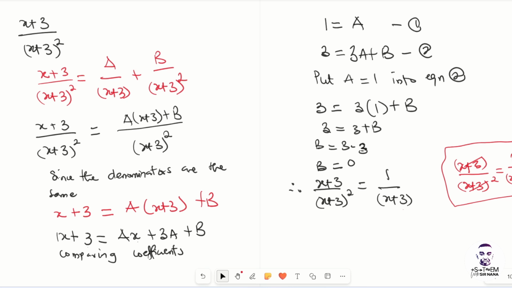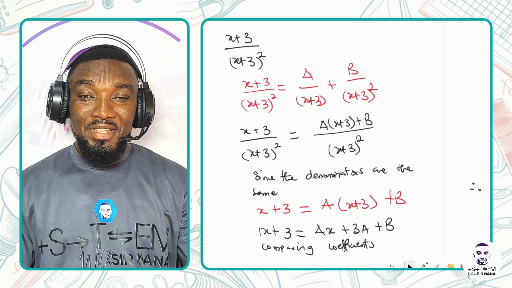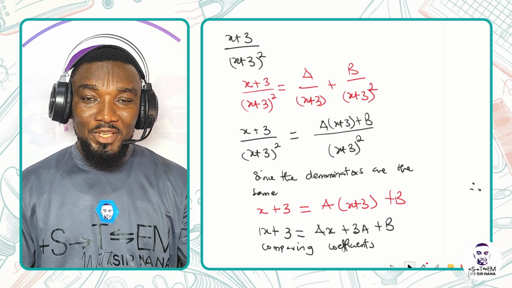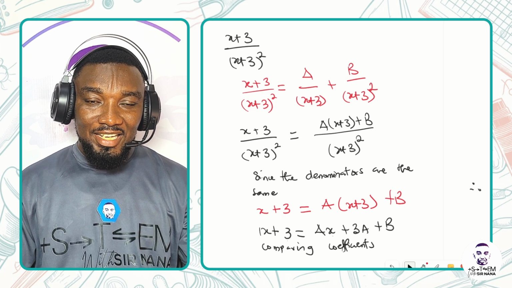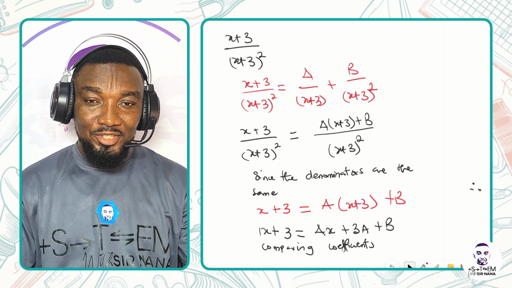So basically, in this lesson, we have looked at how we can resolve rational functions into partial fractions. And we've considered what we must do when we have repeated factors. We have used an example to solve the repeated factor, and we've been able to get our partial fractions resolved.